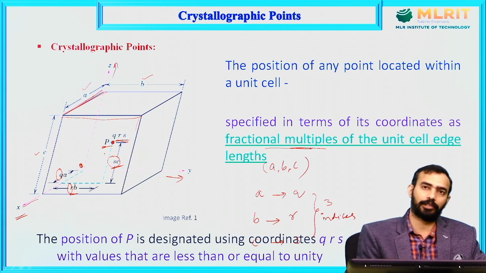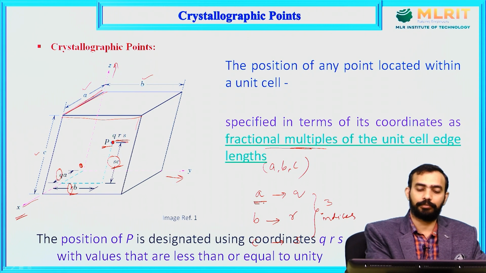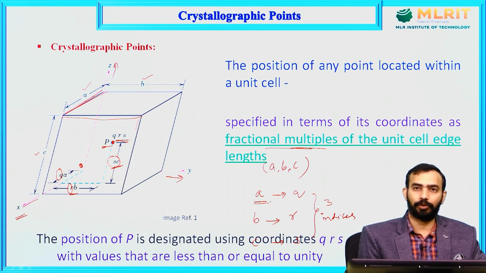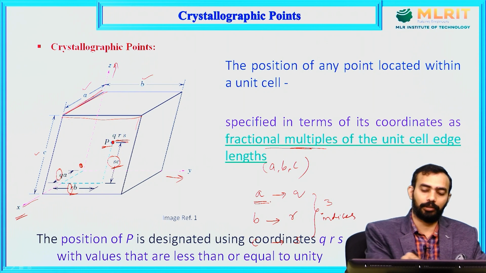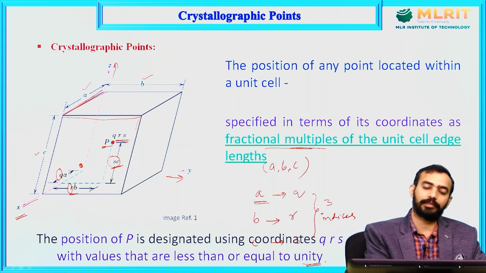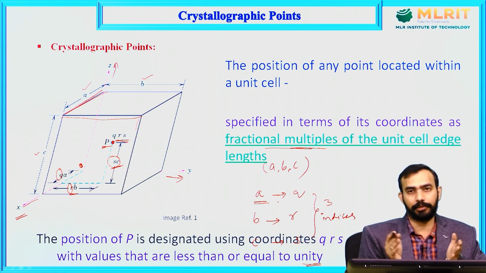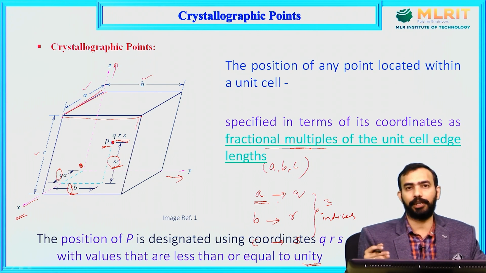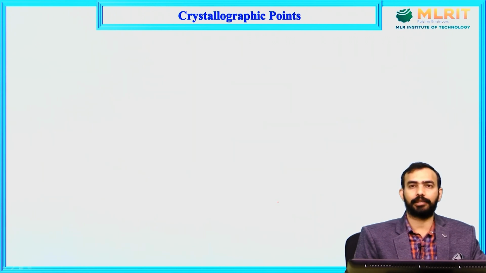This is a fractional multiple, so the maximum will be equal to your edge length, that is A. If it is A, then the fractional multiple will be unity, or equal to 1. Always it could be less than this edge length, so your fractional multiple will be less than 1. So the values of the three indices Q, R, S will be either equal to 1 or less than unity.